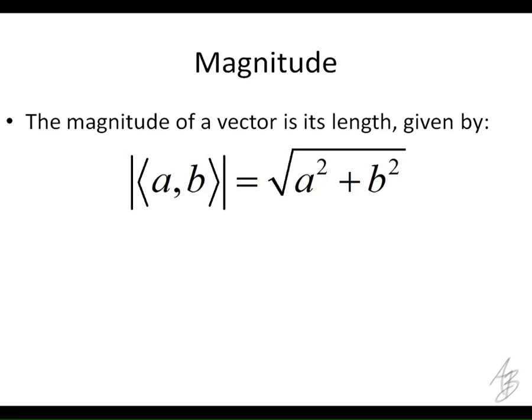In fact, if you go back to the head minus tail rule, the A was x2 minus x1, and B was y2 minus y1. So this is the distance formula. It's the square root of (x2 minus x1) squared plus (y2 minus y1) squared. So the magnitude of a vector is just the length of the vector, the distance between the head and the tail. We know how to do that already, right?